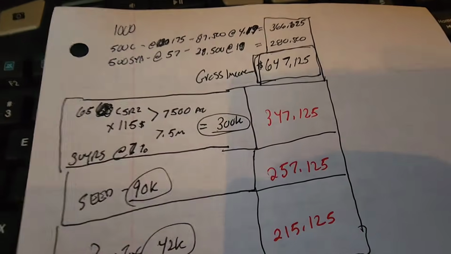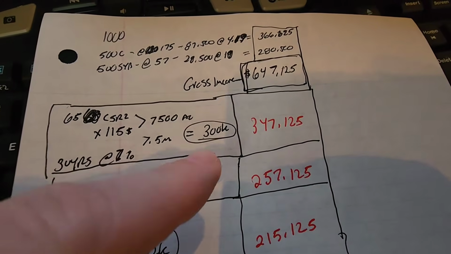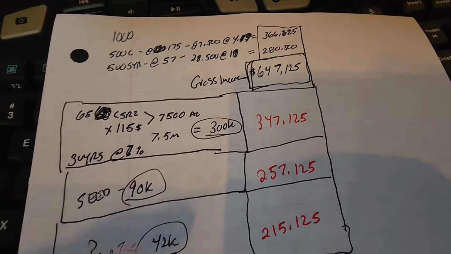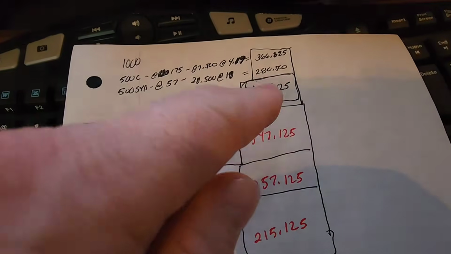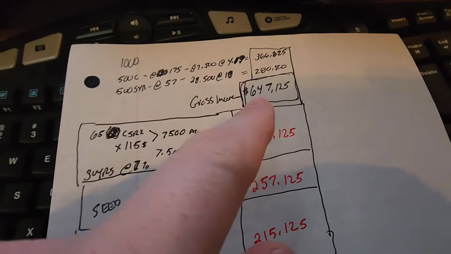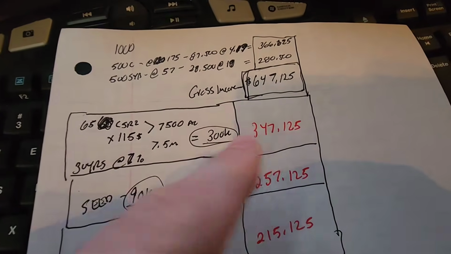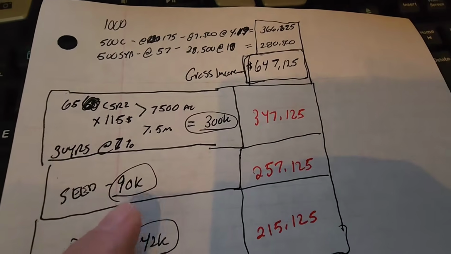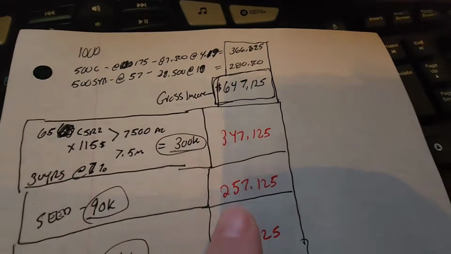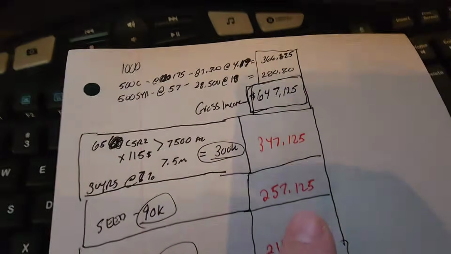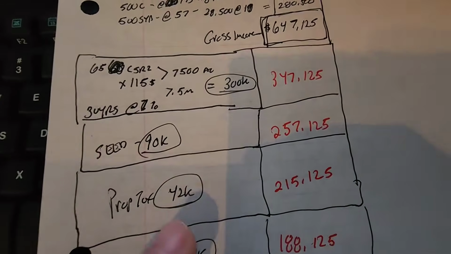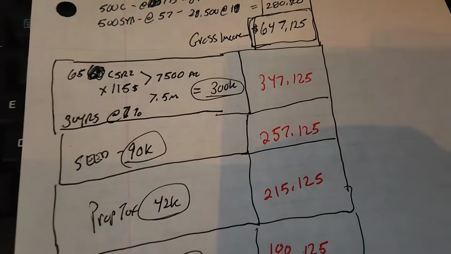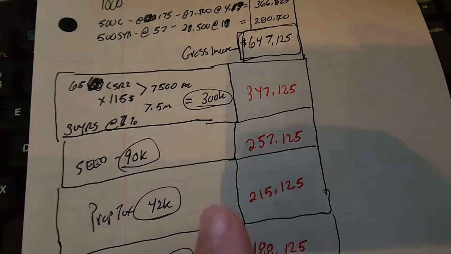So you can see in my column A here, I had what the costs are, and then in column B, I'm just taking the gross minus it. So you immediately take your gross, and you just immediately take off your mortgage payment, $300,000. Then your seed could pretty easily reach $90,000 a year. Take that off. Now you're down to $257,000. Property tax, pretty easily $42,000 a year. Maybe it's got a house on it or something.